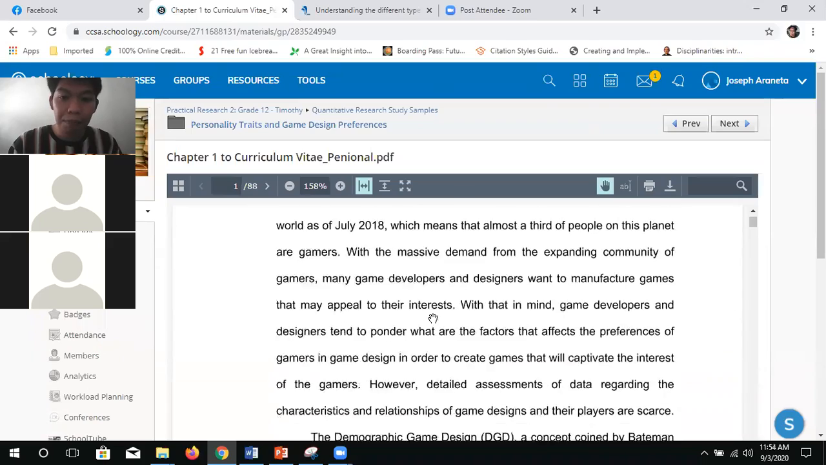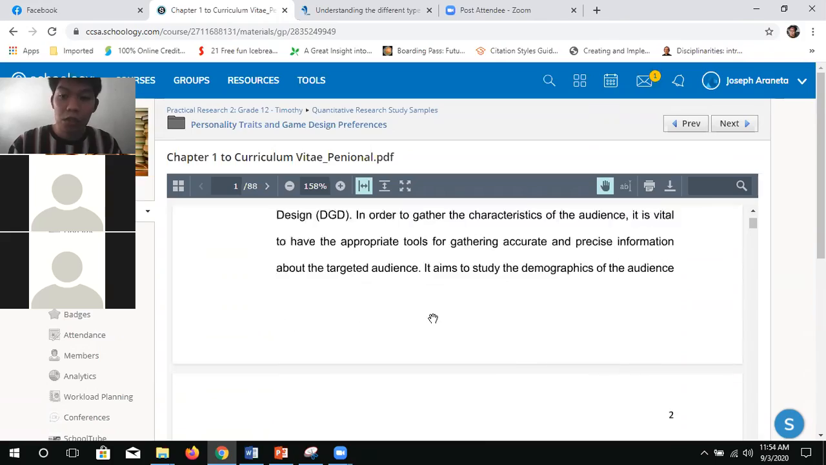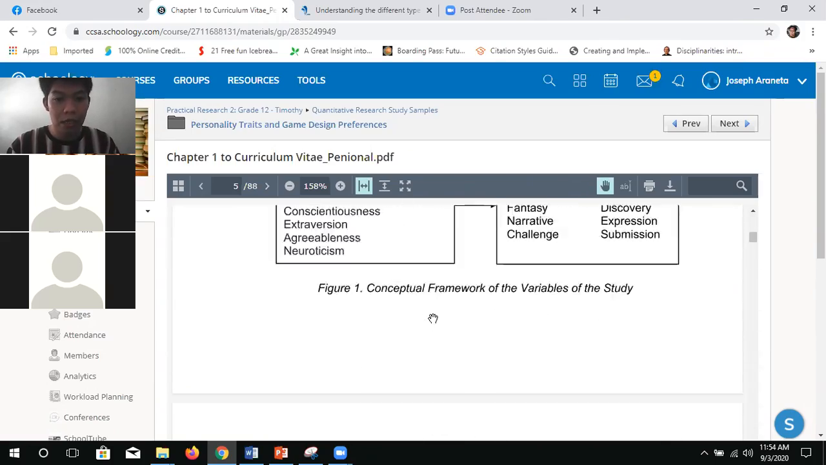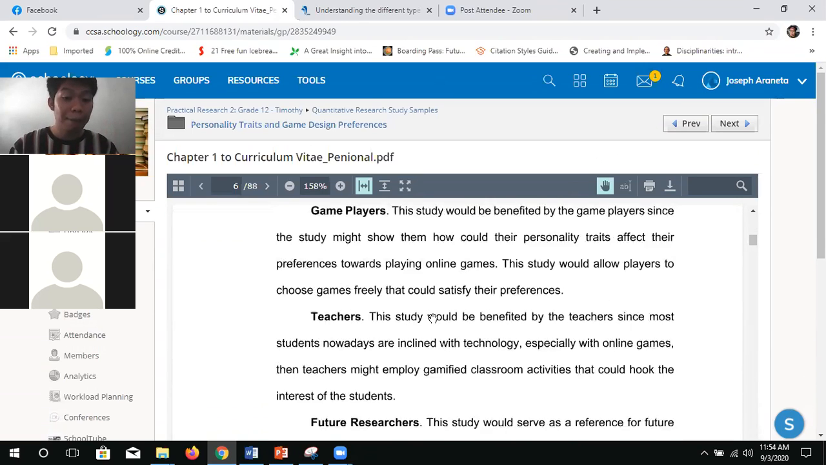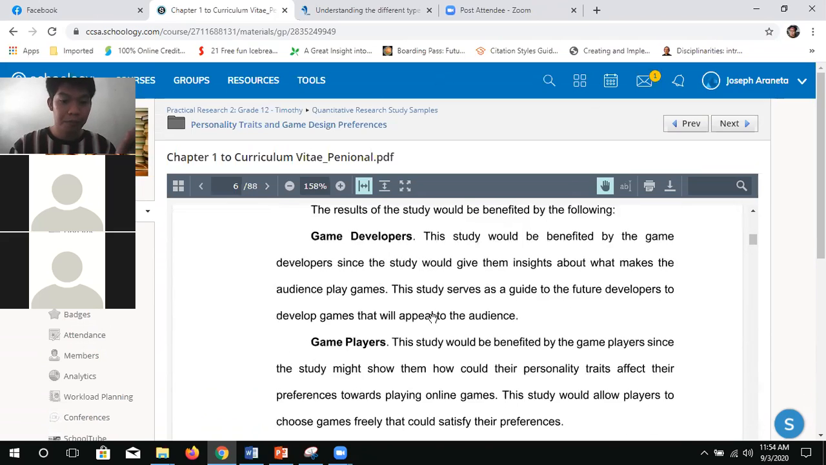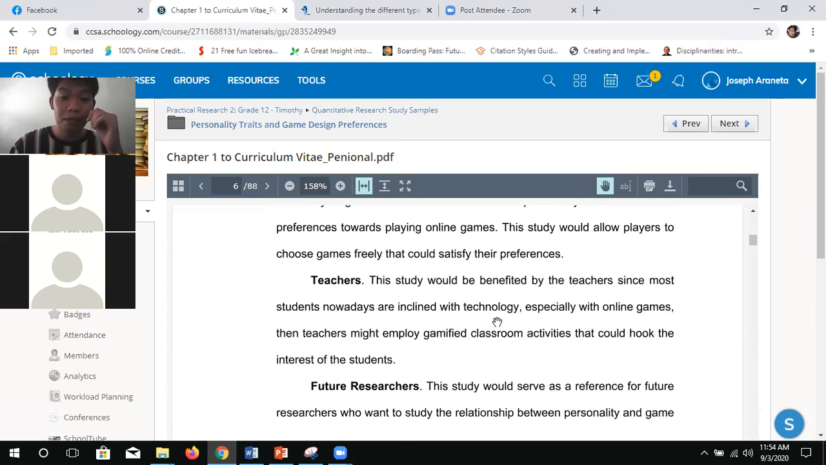ito, the study, siya, personality traits and game design preferences. So, sino yung makabenefit sa study? Sa itong study, let's try to look at ito. Itong game developers, game players, the teachers, future researchers. So you need to explain why game developers can benefit the study, why the game players can benefit the study, why the teachers can benefit, and why the future researchers can benefit your study.